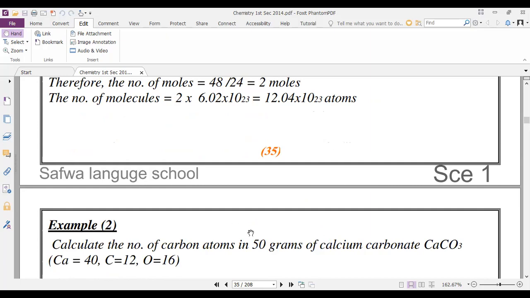Okay, try to calculate it, Mariam. Then give me the answer. Calculate the number of carbon atoms, as in the previous example, in 50 grams of calcium carbonate, CaCO3, where calcium equals 40, carbon equals 12, and oxygen equals 16. So try to make these steps to calculate the number of carbon atoms in 50 grams. Try to answer it, then give me the final answer. Okay, take your time. You have 3 minutes only, okay? Okay. Go.